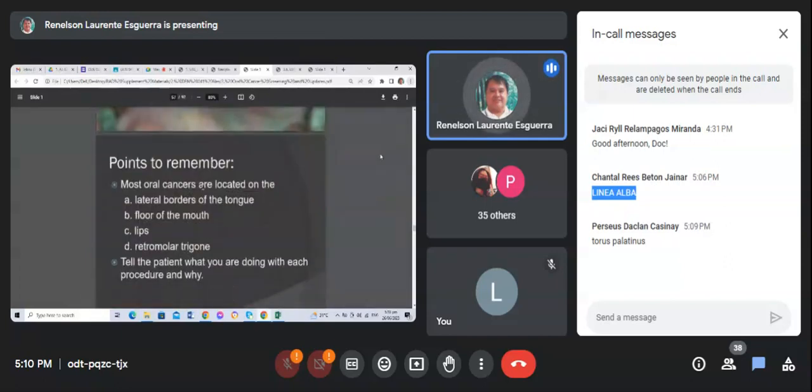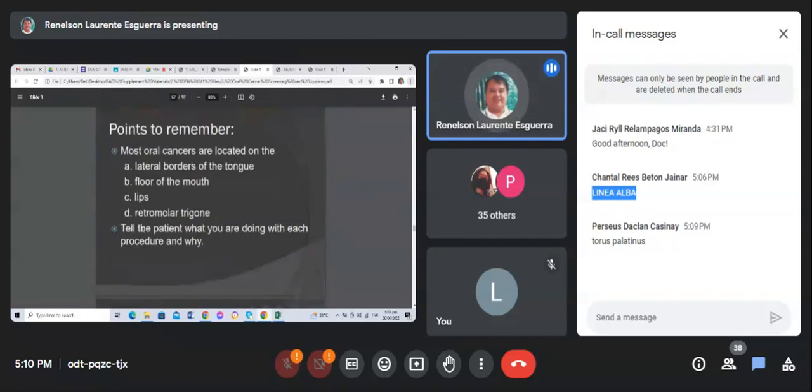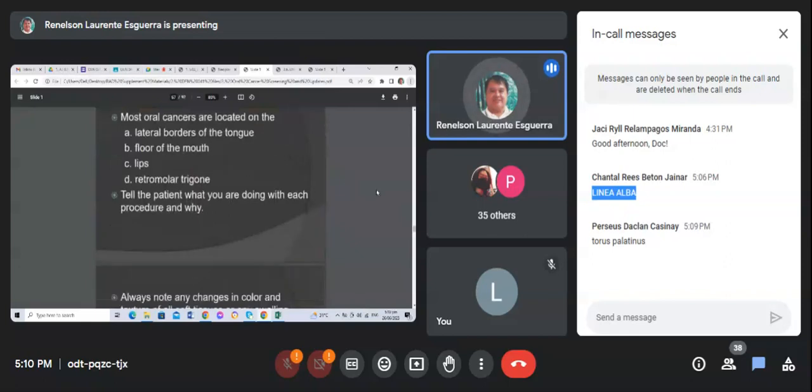And points to remember, most oral cancers are located on the lateral borders of the tongue, the floor of the mouth, the lips, and the retromolar pads or the retromolar trigone. And you have to tell the patient what you are going to do with each procedure. You do not just barge in and let the patient open his or her mouth and then start poking around. No, you're going to tell the patient what you are going to do.